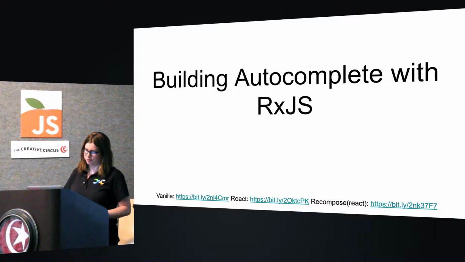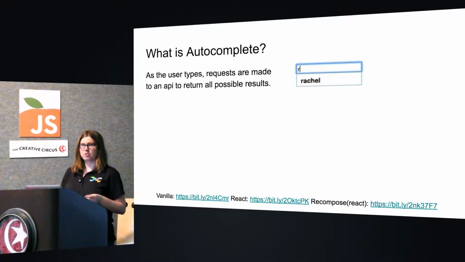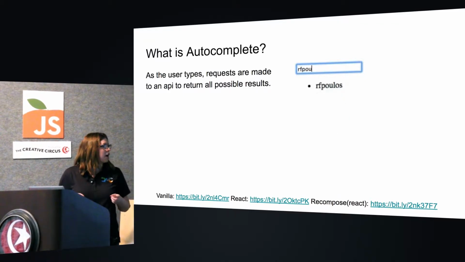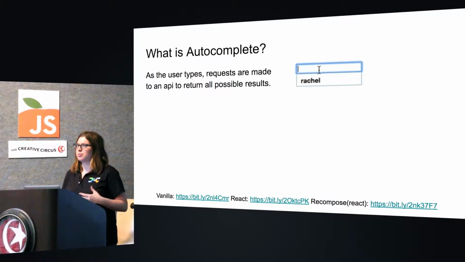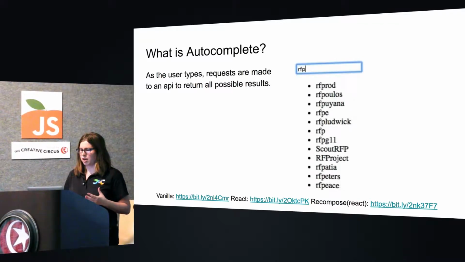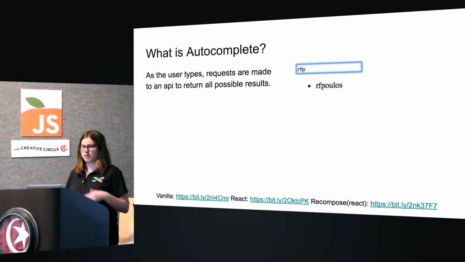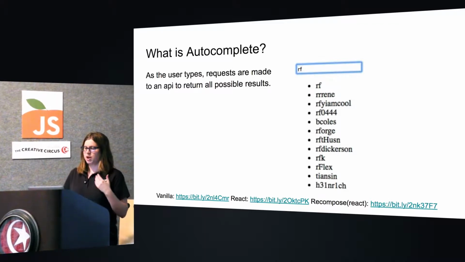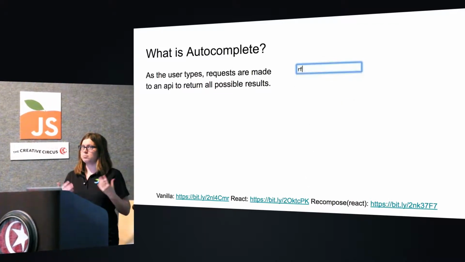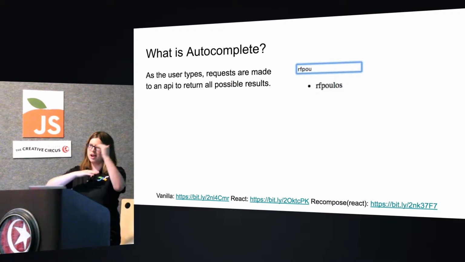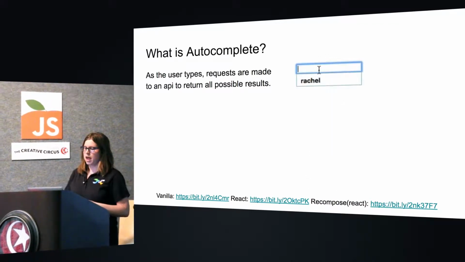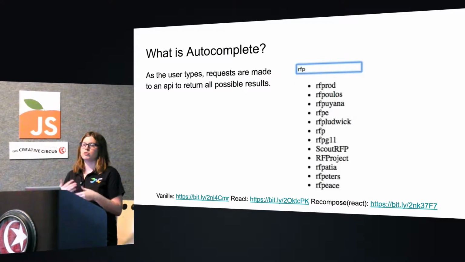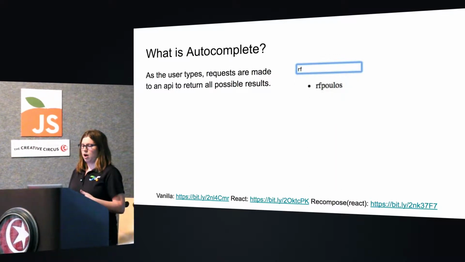So without further ado, the task that we're going to tackle here is an autocomplete. And a good way to start a problem is to phrase the problem. So what is an autocomplete function? It's basically, as the user types, requests are made to an API. Usually there are autocompletes that have an inbuilt list, but we're talking about one that's going to an external API and returns all the possible or suggested results.